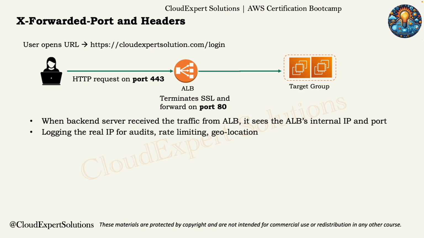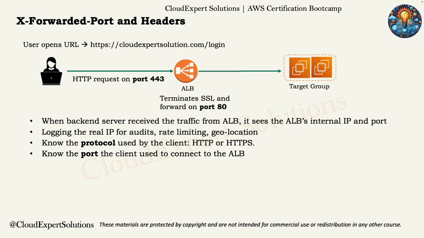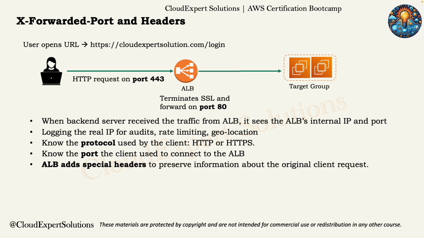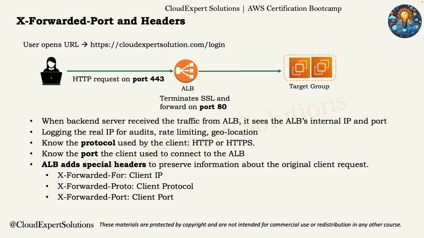But if you have a use case and you want to know the real IP of the client, for audit, maybe for rate limiting or maybe for geolocation, or if you want to know the protocol which is used by the client, whether it is sending using HTTP or HTTPS, or if you have a use case to know the port the client used to connect to the application load balancer. To support all these use cases, the application load balancer adds special headers to preserve information about the original client's request, and these headers are X-Forwarded-For, which will have the client's IP address, X-Forwarded-Proto, which will have the client's protocol, and X-Forwarded-Port, which will have the client's port.